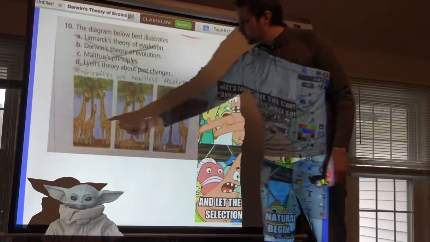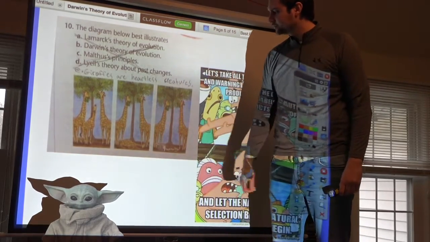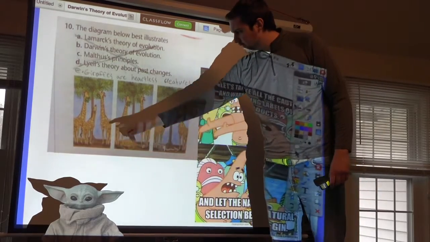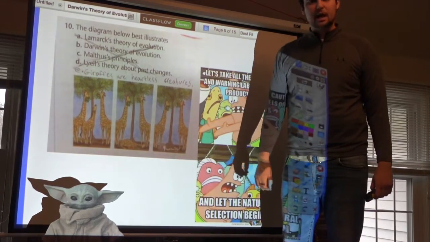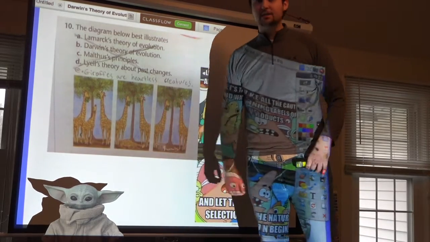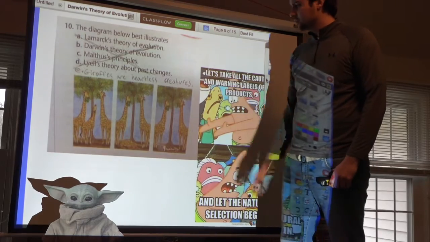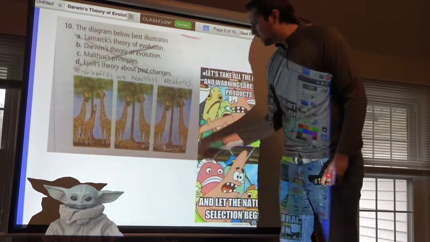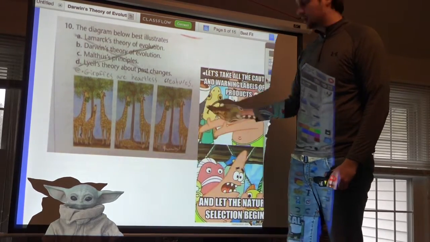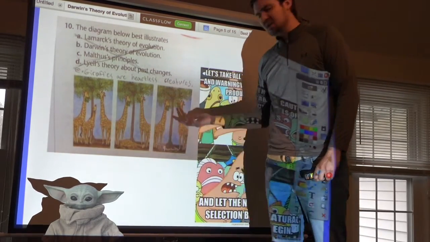So here we have two long-necked giraffes and a short-necked giraffe. And we see that the short-necked giraffe is eventually dying off. The short-necked giraffe does not have access to the food or the resources that it needs in order to survive. So this diagram shows time changing. So this would be A, B, C, for example.